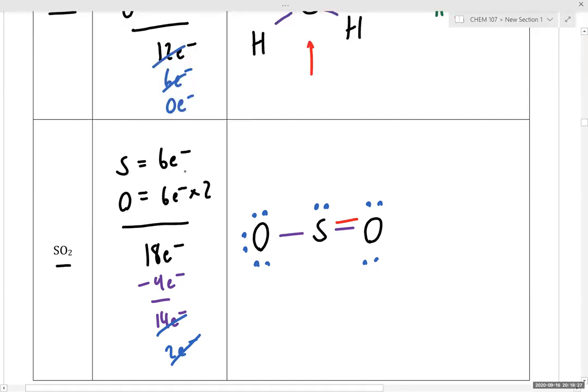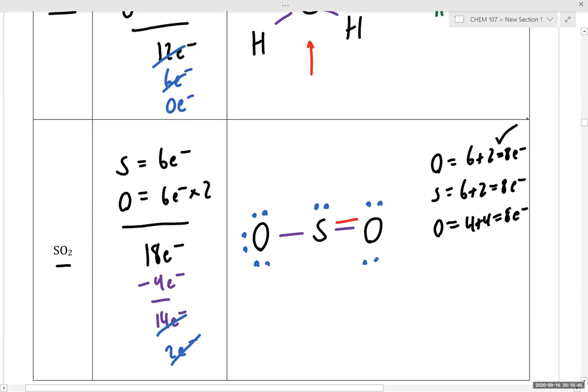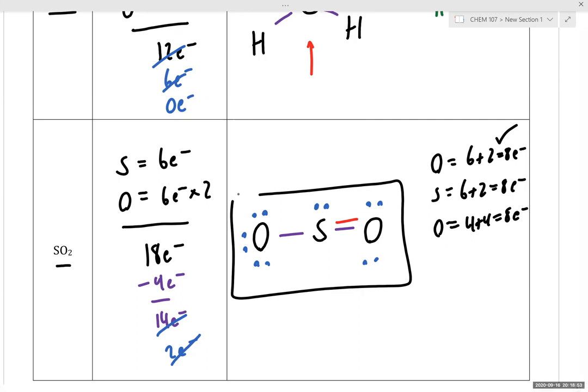So key thing, we've used up all of our electrons and the octet rule is fulfilled. Oxygen has 6 plus 2, 8 electrons. Sulfur has 6 plus 2, 8 electrons. The other oxygen has 4 plus 4, or 8 electrons. So we fulfilled the octet for all of our atoms in this structure. Does that make sense?